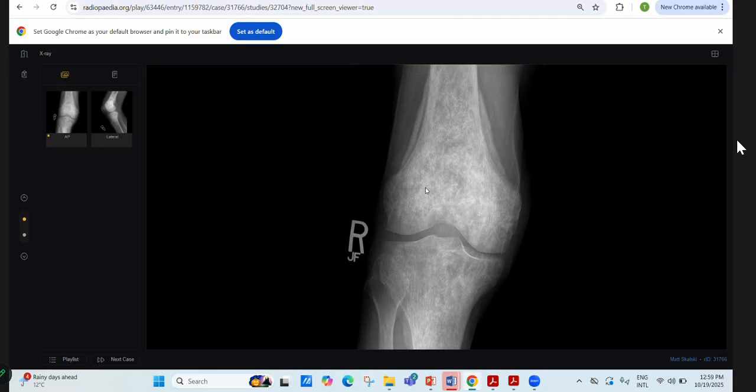It's only the distal femur that is involved. No, ma'am, the proximal tibia is also involved.